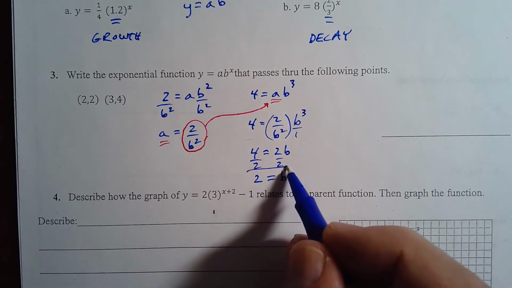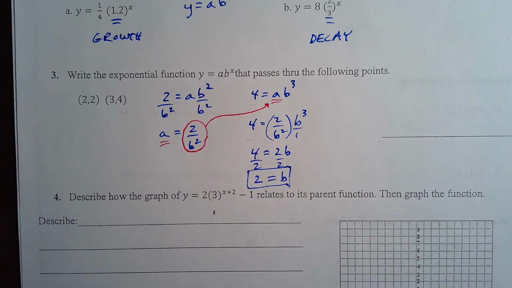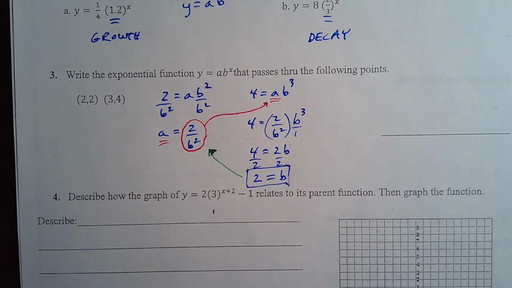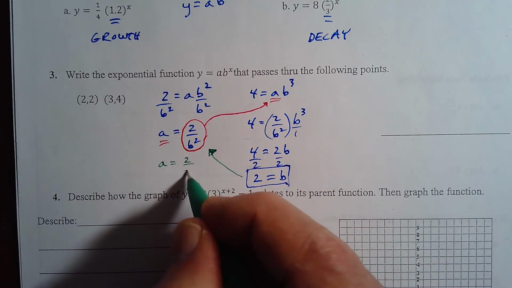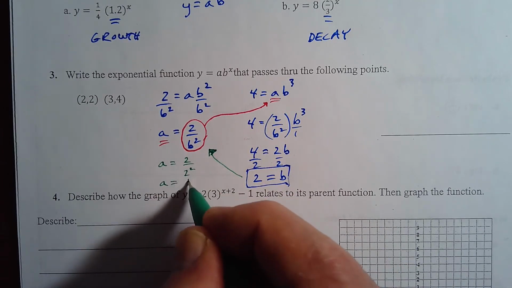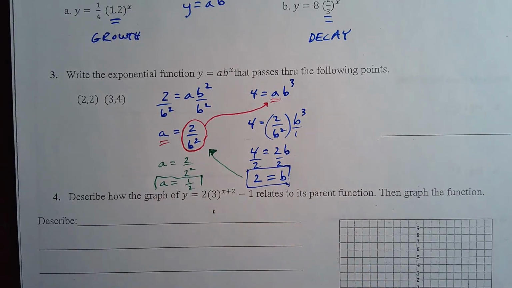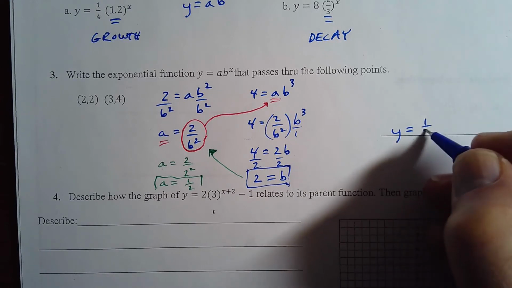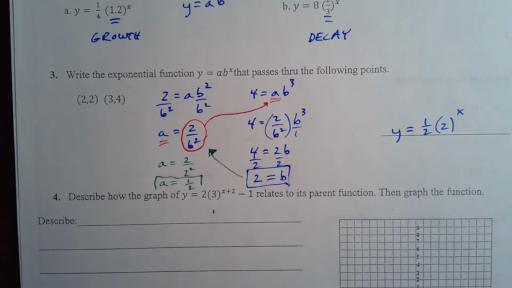Once I know the b value, I can quickly figure out the a value by substituting back into this equation that I have solved for a. So now a would equal 2 over 2 squared, which would be 1/2. So I've got my two values for a and b now, so I can write my equation. It's going to be y equals 1/2 times 2 to the x. That might look familiar. That's actually problem number 1 as well.